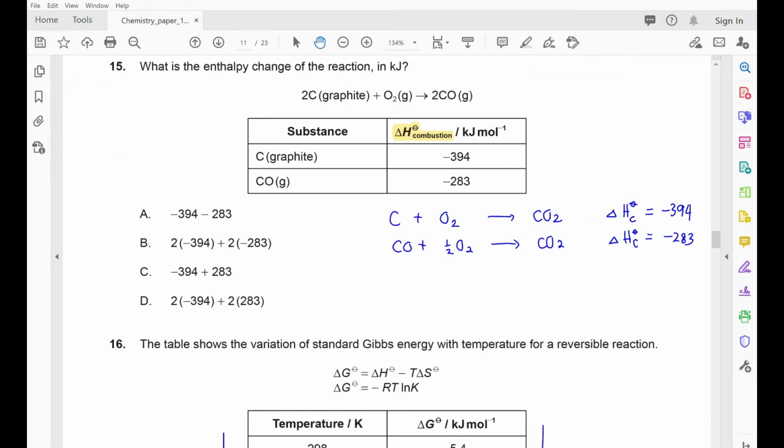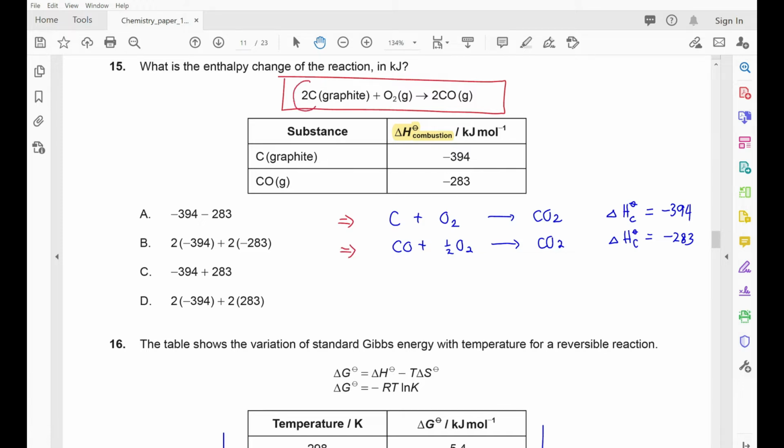Question 15. We're going to use these enthalpy change of combustion values to find the enthalpy change of the reaction given up here. Change of enthalpy of combustion shows how much energy is generated when the substance is combusted. So for example, graphite, carbon, when combusted or reacted with oxygen will give you carbon dioxide and 394 kilojoule of energy per mole. So I have written down here the equation for the combustion reactions of these two substances.